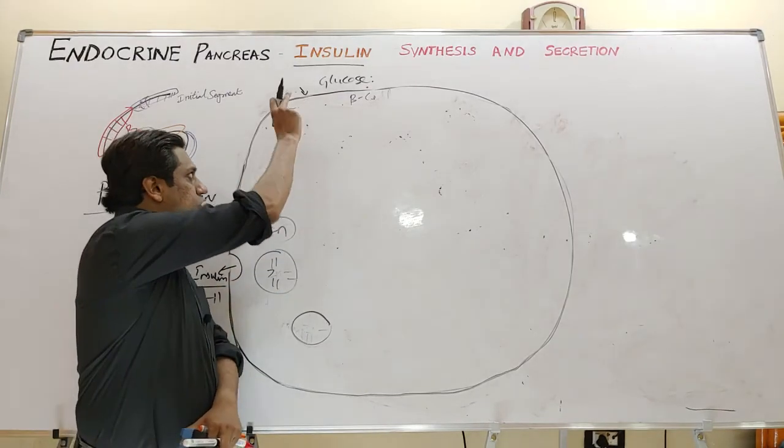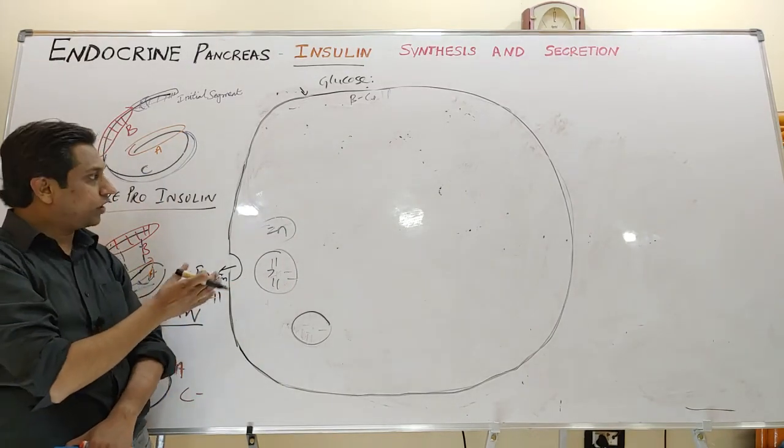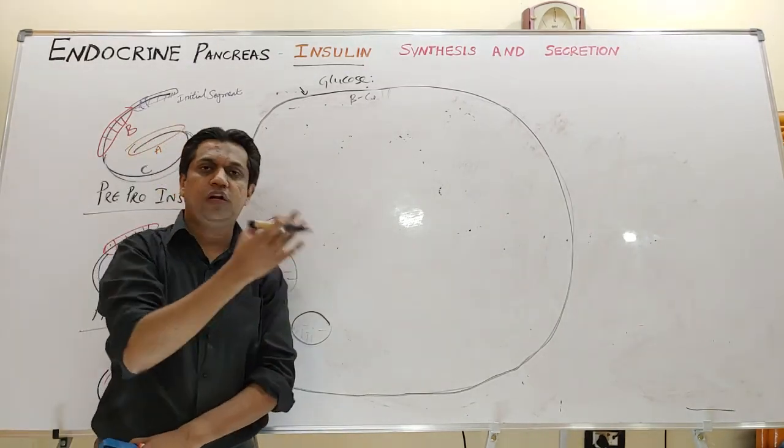We will also discuss how exactly glucose will stimulate the release of insulin from these vesicles and what the drugs are which act on the beta cells.